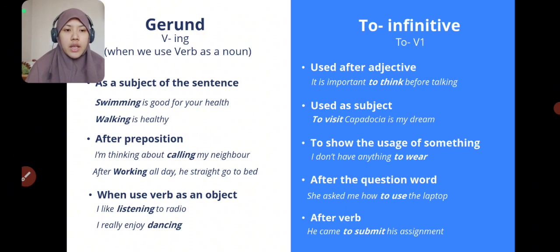Look, he came to submit his assignment. We have came, which is a verb, and submit, which is also a verb. We cannot have two verbs in the same sentence. That's why we have gerund and to infinitive. Okay?